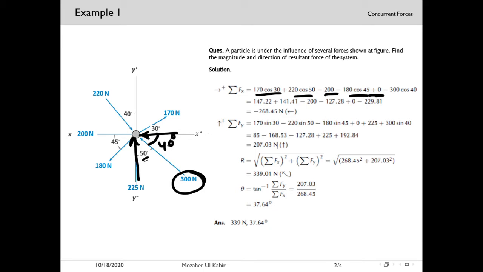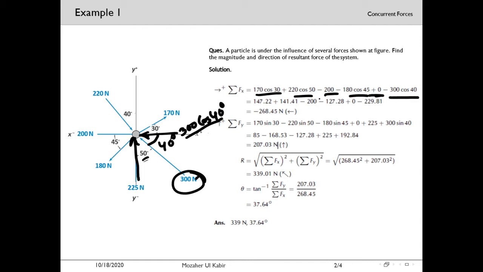So now the value of x-axis component will be 300 cos 40 degree. As you can see, the force was acting towards the point, and the other components for this force will also be acting towards the point. So while acting towards the point, this 300 cos 40 degree is acting leftward. So according to a sign convention, it will be minus 300 cos 40.